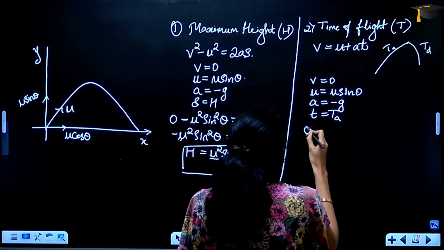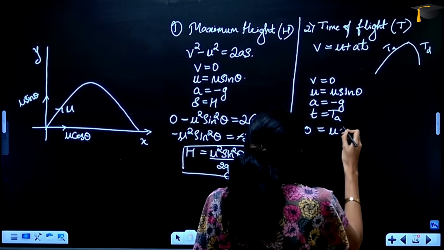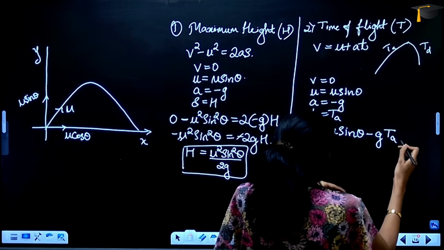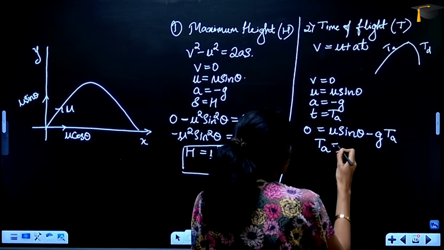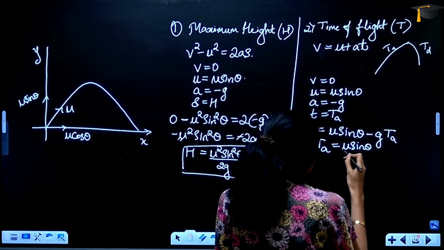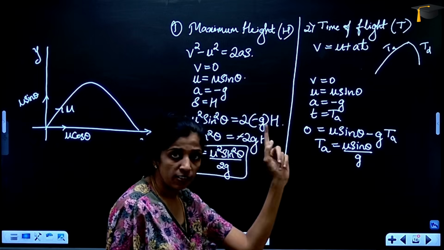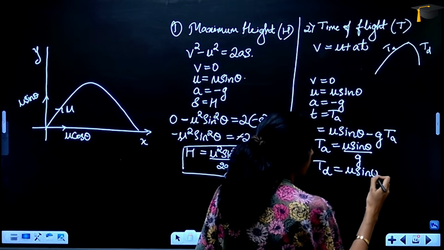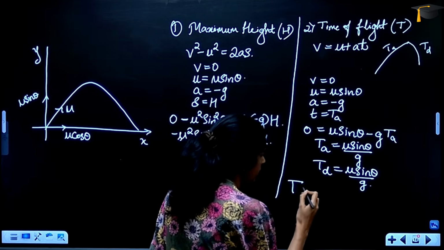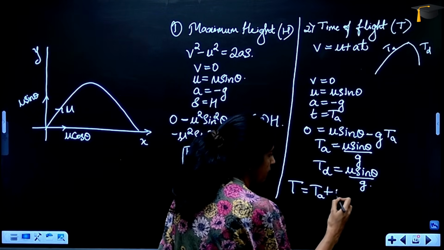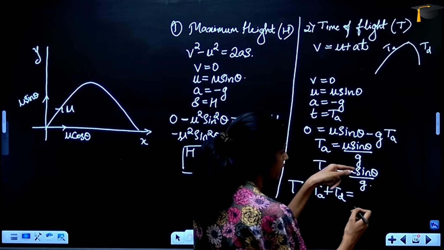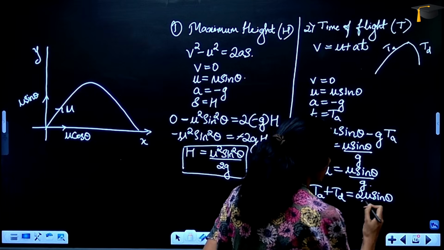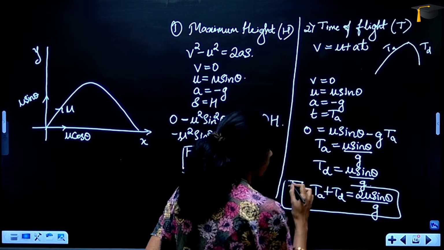So we get 0 equals u sine theta, a will be replaced by minus g, into time of ascent. So from this I get time of ascent as u sine theta by g. As I said, time of ascent will be equal to time of descent, so same thing, you can write it as u sine theta by g. So now what is the total time of flight? Time of ascent plus time of descent. So whenever you add u sine theta by g plus u sine theta by g, you will get 2u sine theta by g. That's it. So this is the time of flight derivation.